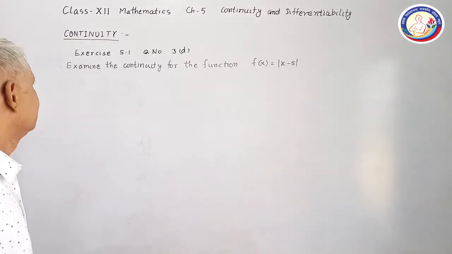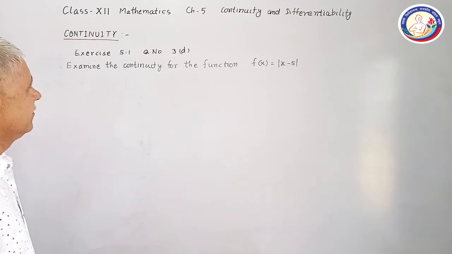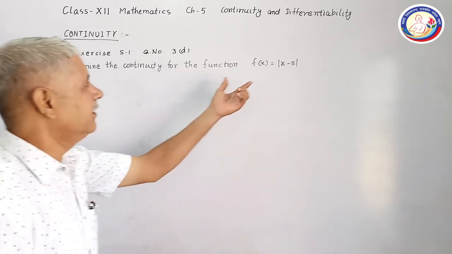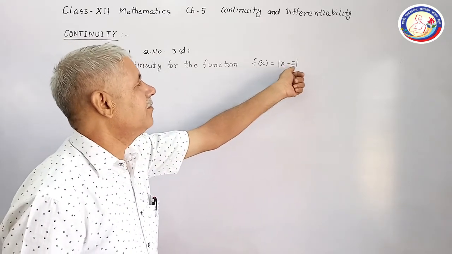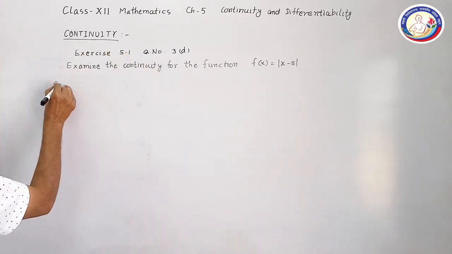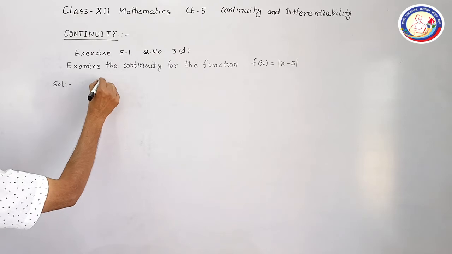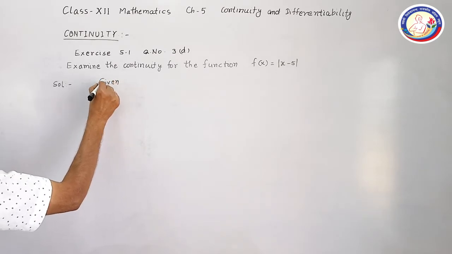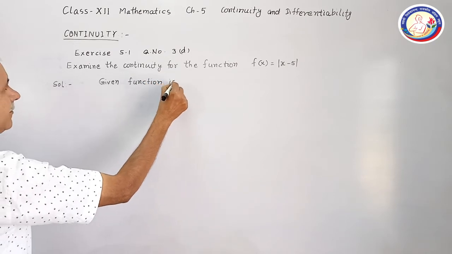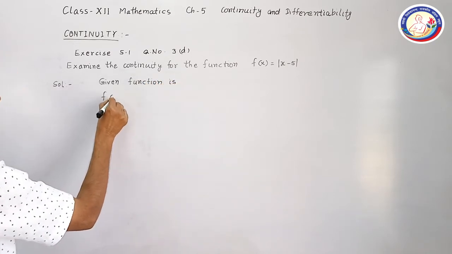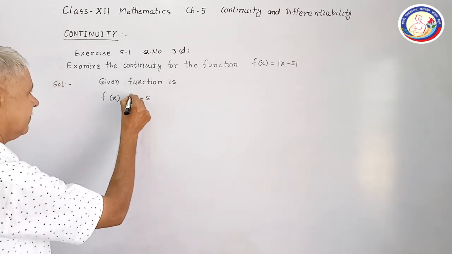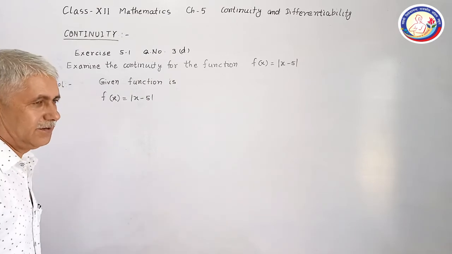The question is, examine the following functions for continuity, and the given function here is absolute value of x minus 5. So the given function is absolute value of x minus 5.